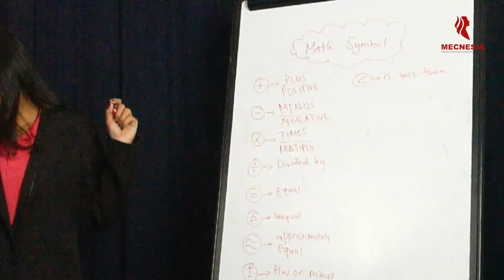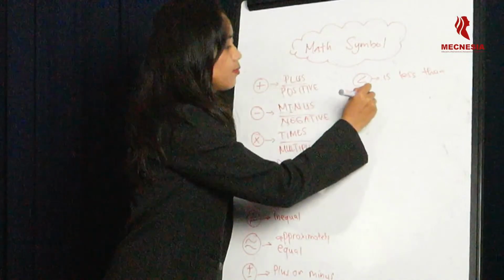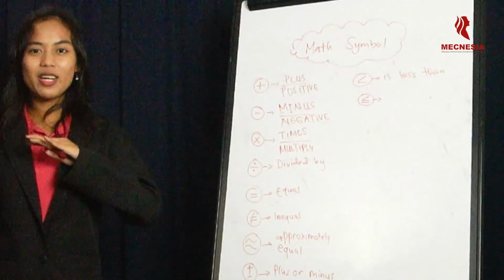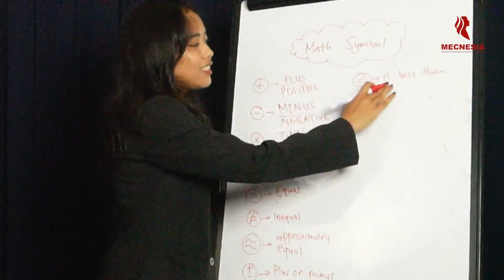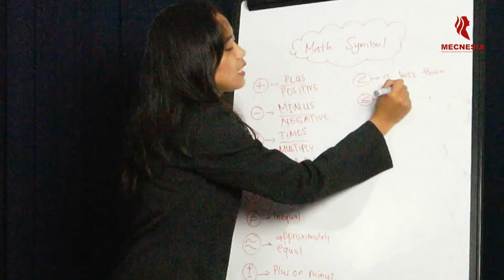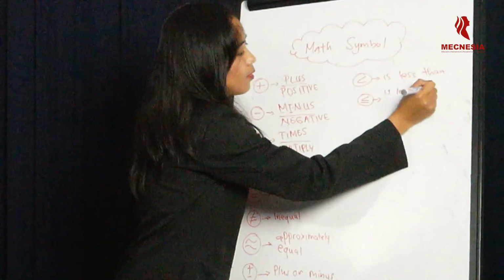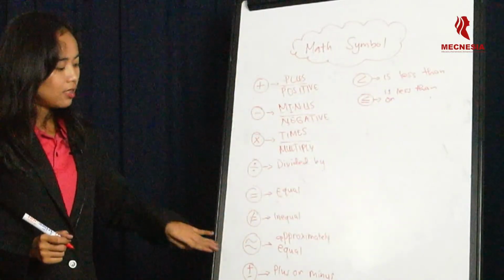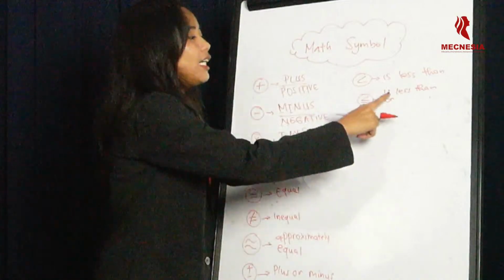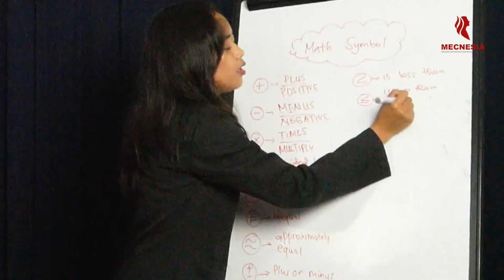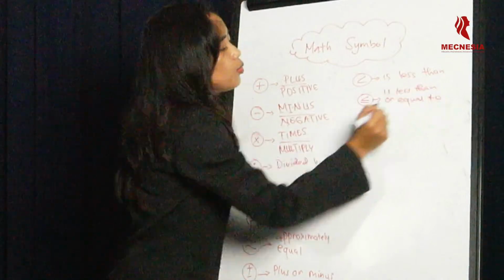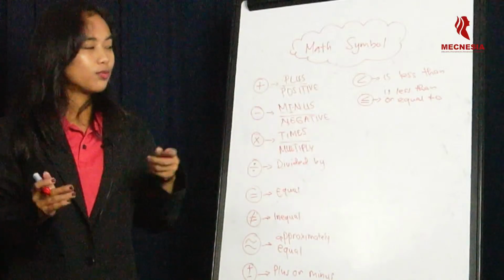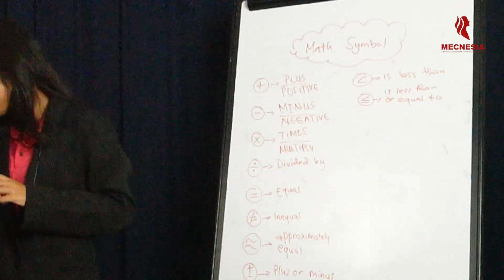Next, kita punya this symbol. Kurang dari atau sama dengan. Kurang dari is less than. Atau or sama dengan, equal. Is less than or equal to. Kurang dari atau sama dengan.